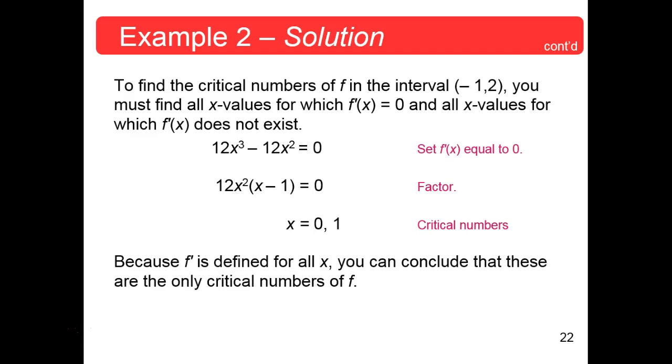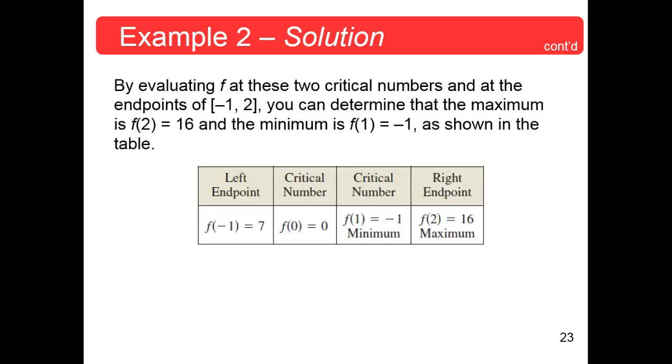If one of these had come out being 3, that's outside the interval, so you don't even mess with it. If one of them came out being -2, outside the interval. Don't mess with it. Both of these are within the interval, so we're okay. We will evaluate both of them. And then we'll do the left endpoint and the right endpoint. Left endpoint is -1, just like we did, which came out being a value of 7. At the first critical number, 0, f came out being 0.